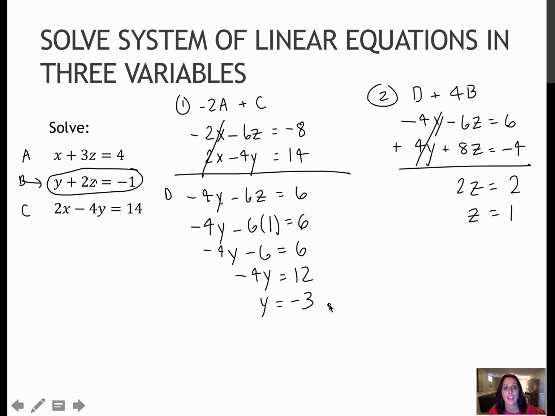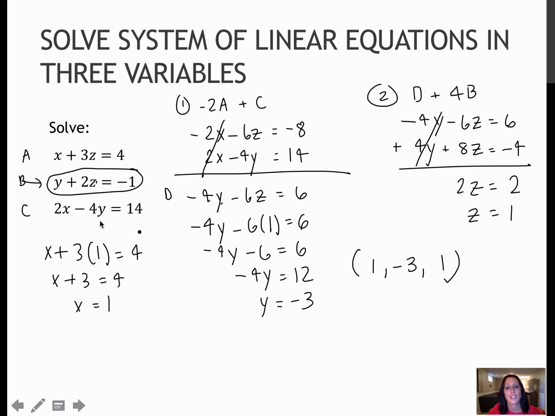To solve for x, choose any of the values over here that have x. I'll choose this first one. X plus 3 times z equals 4. That's x plus 3 equals 4, which means x must be 1. My solution is x, y, z. If you're not sure if you did it right, choose another equation, plug it back in, make sure it works. Choose the last equation, plug it back in, make sure it works.